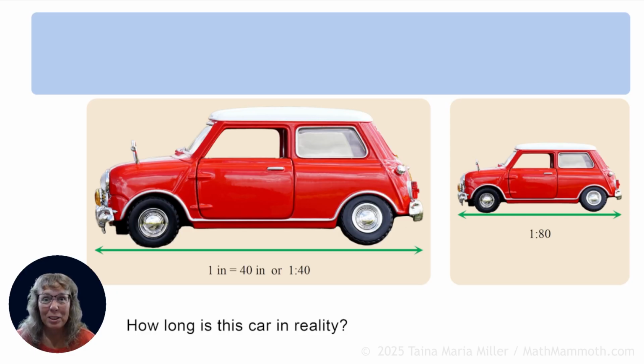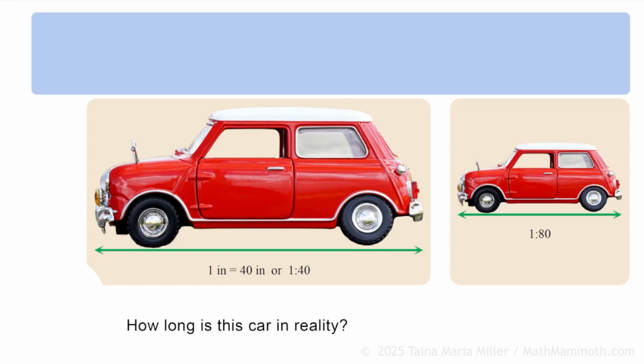In this lesson, we're going to look at scale drawings. Here I have an image or picture of a car, and it is a scale drawing or a scaled model. And here I have 1 inch equals 40 inches, and that is called the scale. What it signifies is that 1 inch in the image corresponds to 40 inches in reality. The scale could also be written as 1 to 40.